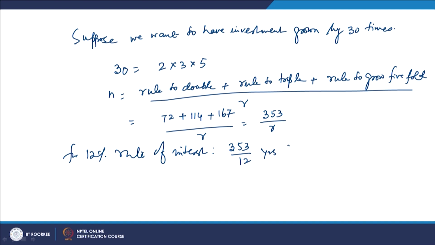So, it will be 35.3 years, or if it is suppose 12%, then it will be 353 by 12. So, for a 12% rate of interest it will be 353 by 12 years. So, it will be something like 29.4 years. So, this is how you are calculating the number of years in which the amount will be changing.